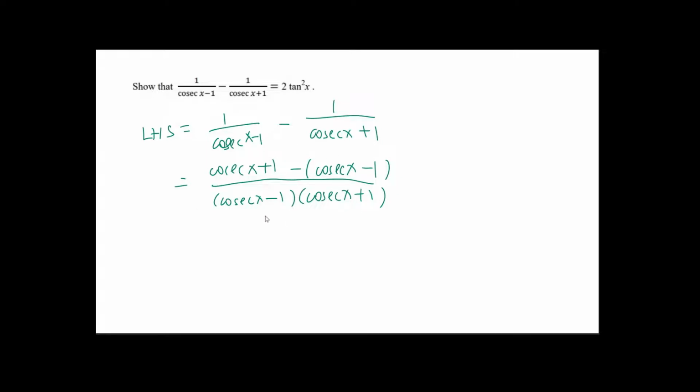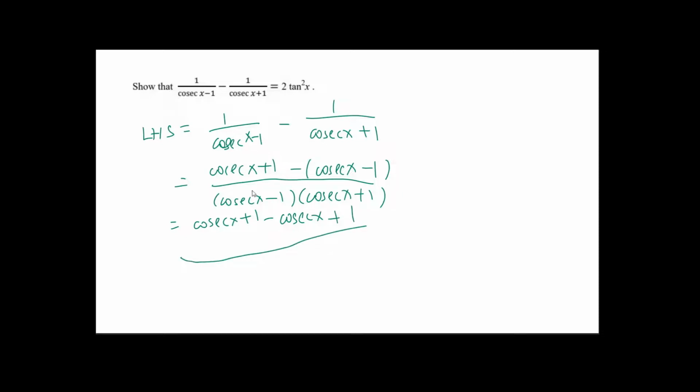I'm not going to go through how to combine fractions; you should be quite familiar with it. Now let's simplify what we have. I have cosecant x plus 1 minus cosecant x minus 1 with a bracket in it. If I expand it, I know that this will become minus cosecant x plus 1. Let me expand it first: cosecant x plus 1 minus cosecant x plus 1, over.